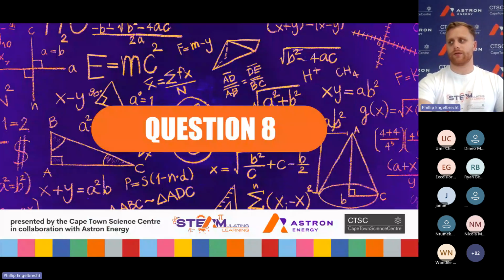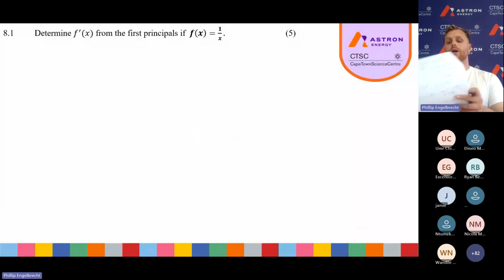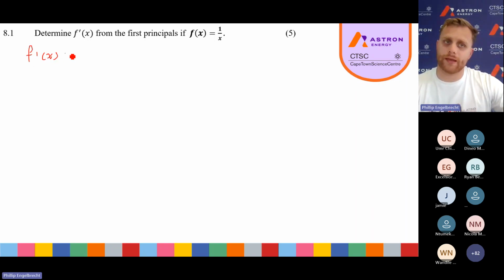So question 8 now, guys. Remember, question 8 is your calculus. Okay. And calculus is my personal favorite section. So 8.1 is always the first principle ones. And it says, determine f prime of x, or determine your first derivative from the first principles if f of x is 1 over x. Okay. So I firstly know that f prime of x is equal to the limit as h tends to 0 of f of x plus h minus f of x, and I divide everything by h.